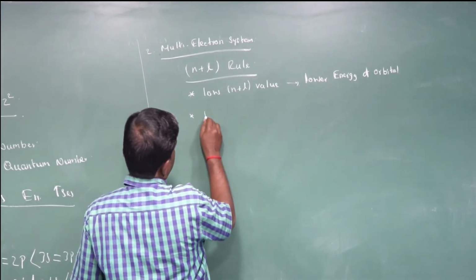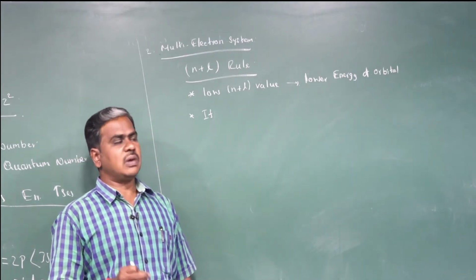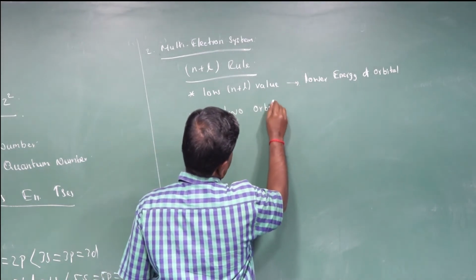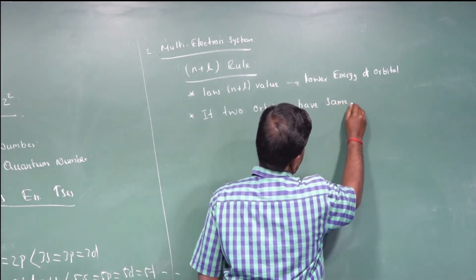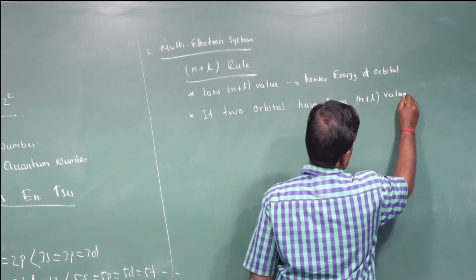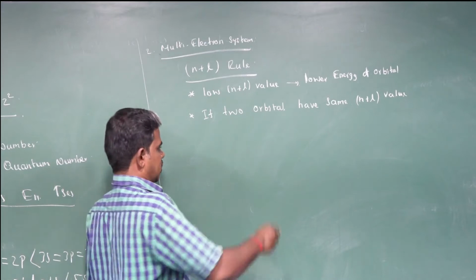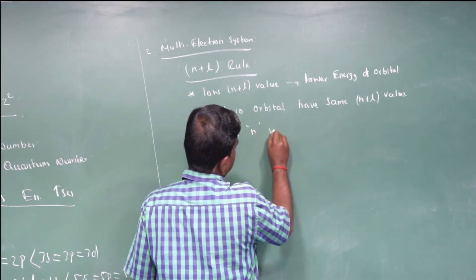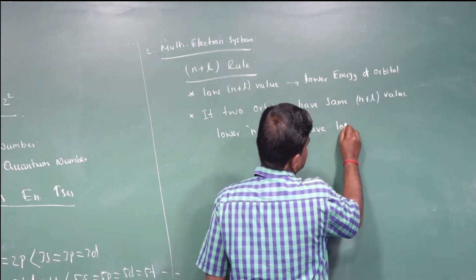Then, if two orbitals have the same n plus l value, then we take the orbital with the lower n value as having the lowest energy.